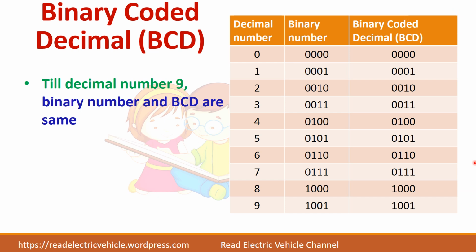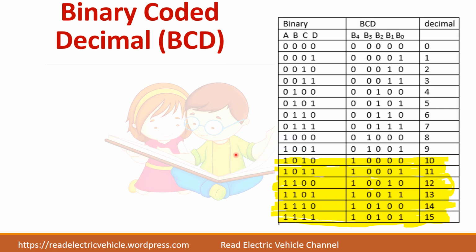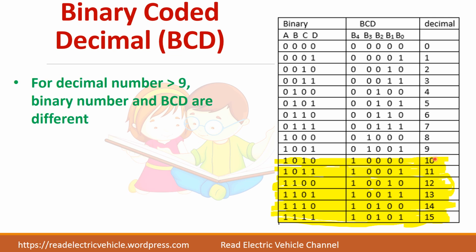You see this table. This is the binary number, this is the BCD number, and the decimal numbers 0 to 9 are given. Till decimal number 9, if you see both the binary number and the binary coded decimal number, both will be the same. There will not be any difference. But after 9, you see these yellow colored entries here. After 9, BCD and binary will be different.